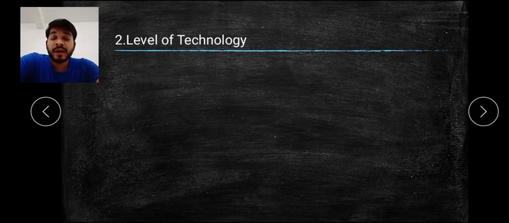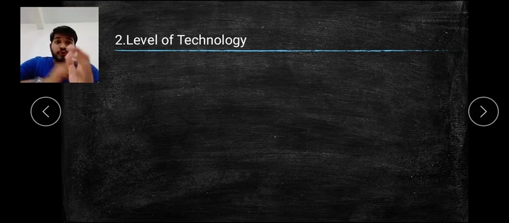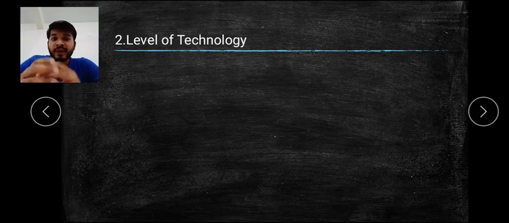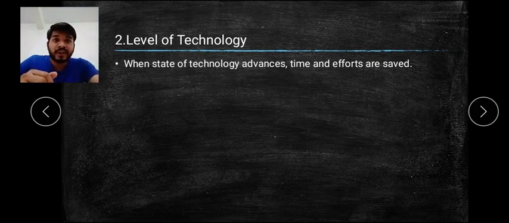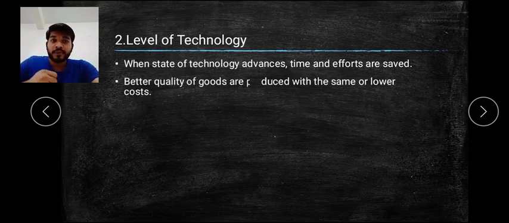The second point talks about the level of technology. Now, we are living in the IT era, and technology has advanced so much. Many producers or manufacturing firms are still using the older concept, so their production time is more, whereas with new technology the production time is less, and less effort and time are used. So when technology advances, your time and efforts are saved. If you want to give better quality goods at a lower cost, you have to go with new technologies.